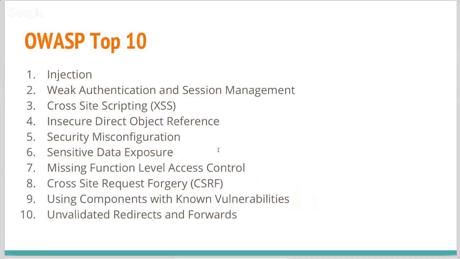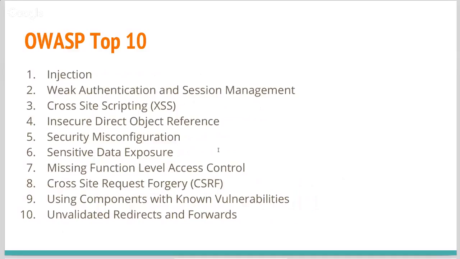So these are the top 10 vulnerabilities, and we'll cover them a little bit more in the next slide. But basically, injection allows you to inject code where it's not supposed to be. Weak authentication and session management allows you to get authorized where you're not supposed to. Cross-site scripting lets you execute JavaScript on somebody else's website, which can do a lot. Insecure direct object reference is like ID enumeration, direct access to system files, that kind of stuff.